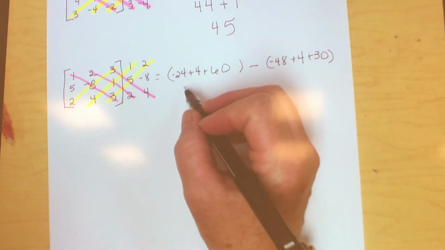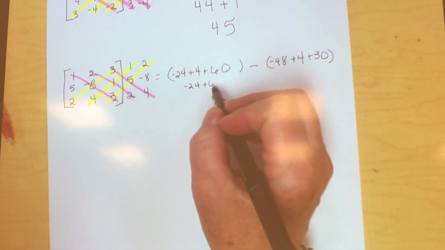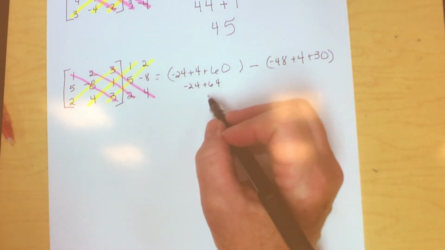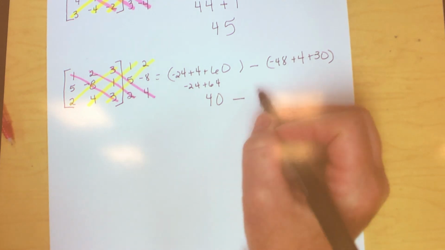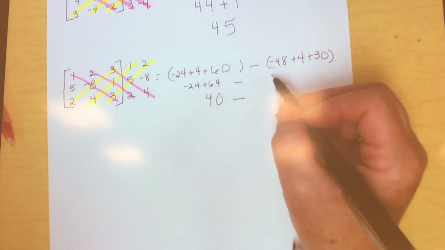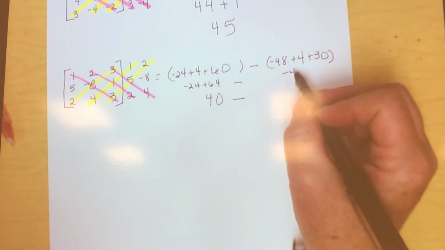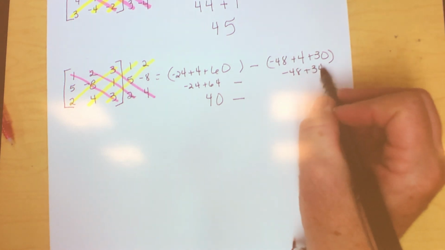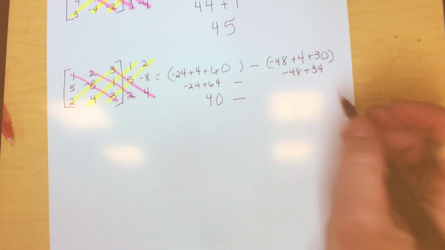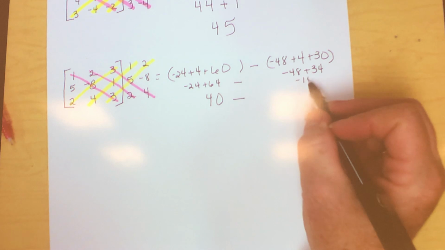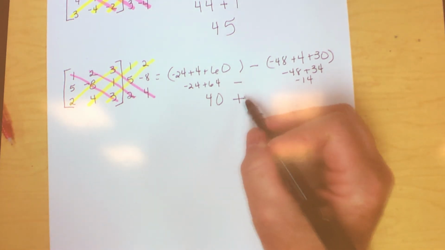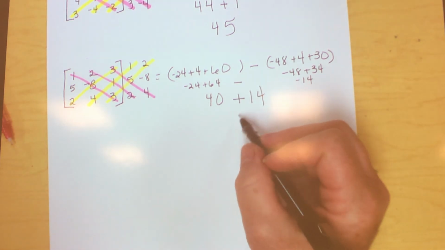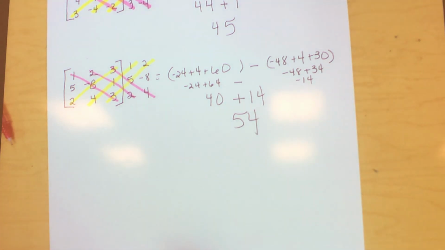So this becomes negative 24 plus 64. So that's 40, right? And this becomes negative 48 plus 34. And so what is that? Negative 14? So plus minus the negative 14. So my answer is 54. Is that what y'all got? All right. Okay.